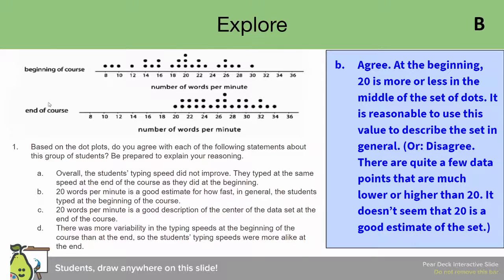And this makes sense because if we look at our dot plot for the beginning of the course, you'll notice that 20 does appear to be somewhat in the middle of all of the data. In addition, it is also reasonable to think that even though 20 appears to be somewhat in the middle of the data, there are these points over here to the left which are significantly less than 20, and there are these points to the right which are significantly greater than 20. So you can actually answer this question in two different ways and still be correct.